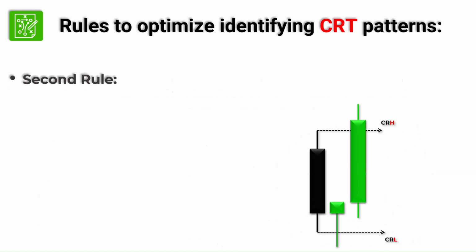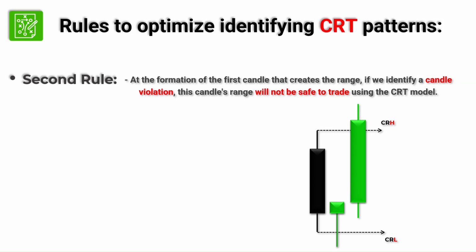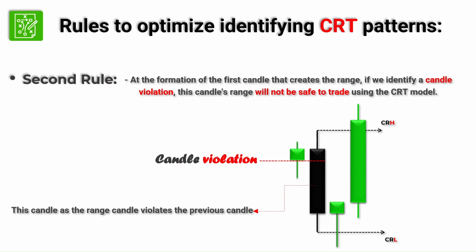The second rule: at the formation of the first candle that creates the range, if we identify a candle violation, this candle's range will not be safe to trade using the CRT model until it meets the theory we will discuss in the following.